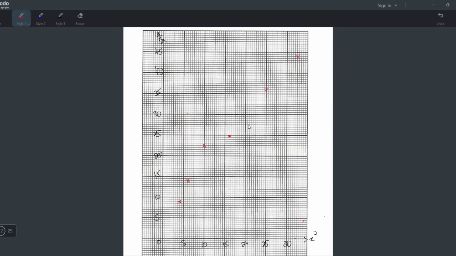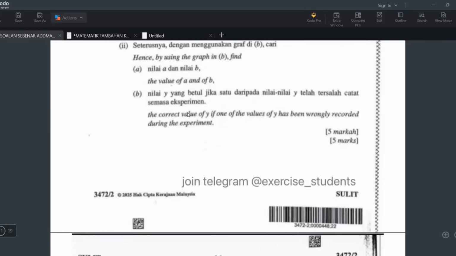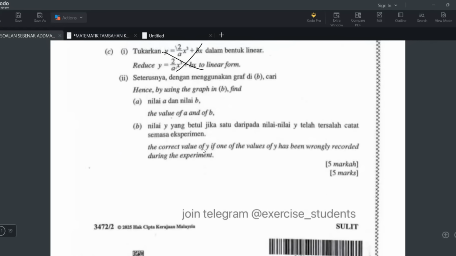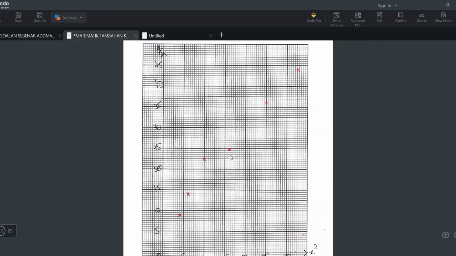Okay, the way the points are positioned is a bit weird. So I feel like it's either I made a mistake or maybe there's an incorrect value. So let's go back to the soalan. Okay, yeah, I see it already. You can see one of the value y has been wrongly recorded at the C2, right? So definitely there's a wrong value later. So it means I never make any mistake lah. Memang dia punya point ada satu incorrect value.